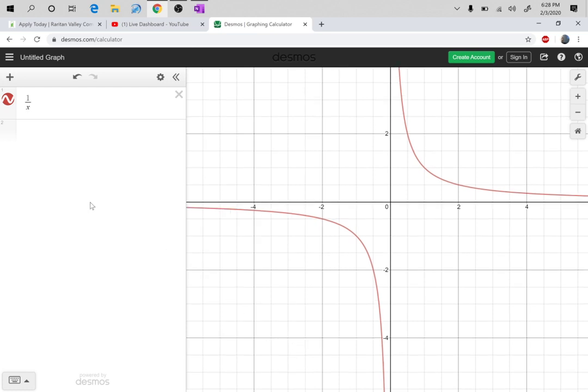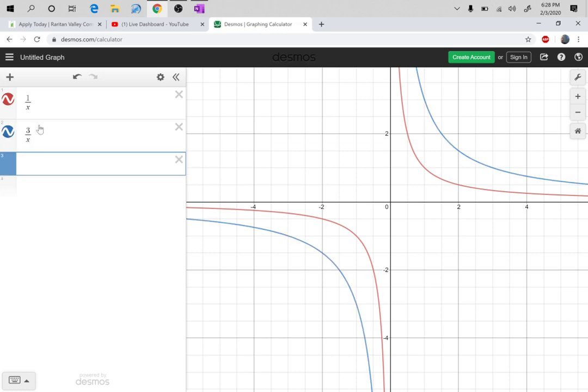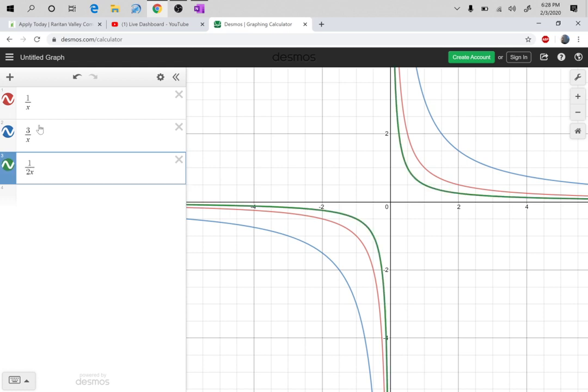Now, I'm going to multiply 1 over x by 3. Well, that's just 3 over x. You see what it did? It creates the blue line. And now, if I multiply by 1/2, it will be 1 divided by 2x. That's the green line inside.